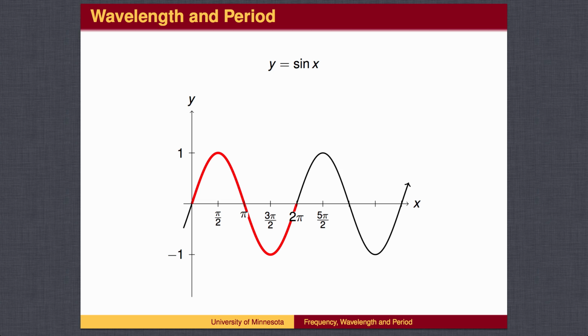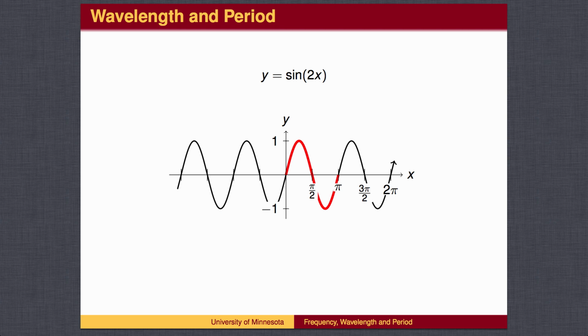The length of a wave is called the wavelength or the period. We will use the terms wavelength and period interchangeably. The wavelength can be found by measuring the x distance between the top of one wave and the top of the next. For y equals sine of x, the period is 2 pi. We could also measure the wavelength using consecutive low points. We could also measure the wavelength using the middle points.